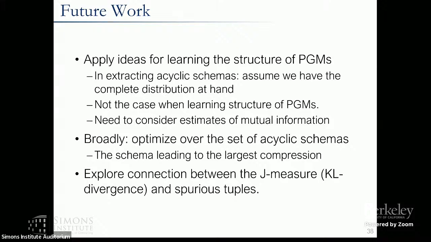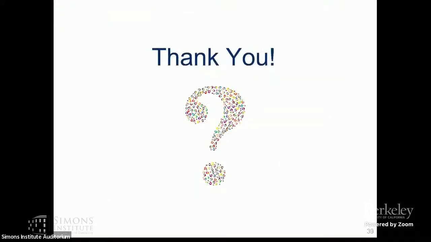And another thing we're looking at is exploring this connection between the KL divergence and the number of spurious tuples. You would assume that this would always be monotonic, but it is not the case. We can have two schemas, one where the KL divergence is smaller than the other, but it will have more spurious tuples. So we're looking to really be able to answer the question: suppose a user says, I'm willing to incur an error of 10 spurious tuples. What is the threshold that I should set? So this is also something that we're looking at.